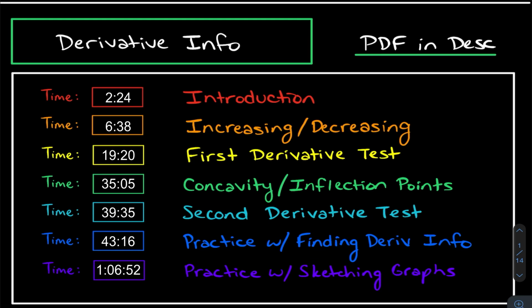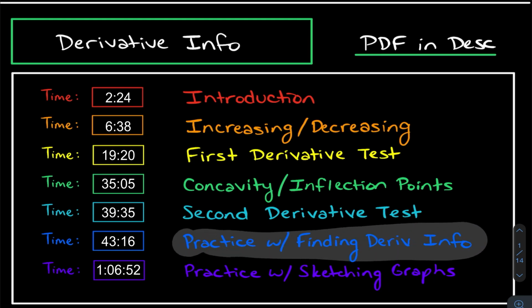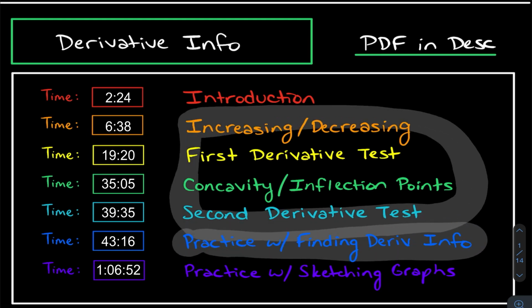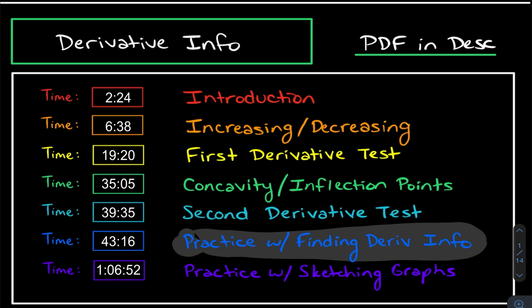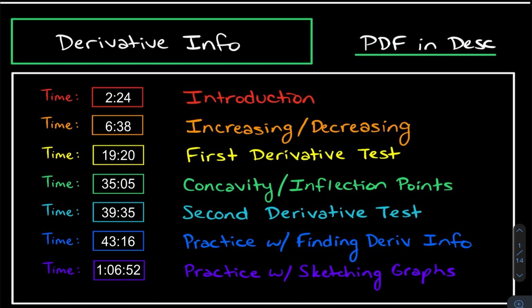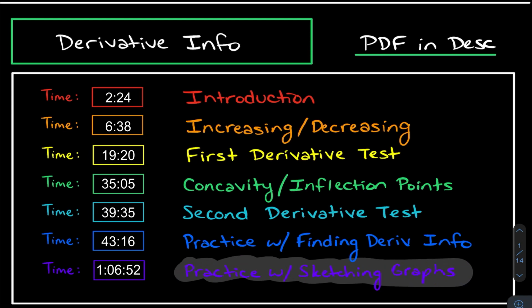And then we'll be doing a full practice problem where we're finding all of this information. Right, we're finding increasing, decreasing, concavity, inflection points, max and mins, all that stuff. And we're going to find all of it and use it to help us sketch a curve. Then we're going to be given a bunch of information about a function, its derivative, its second derivative, all that. And we're going to use that information to sketch a curve. And that's another very common practice problem. It's a little bit different than this one.